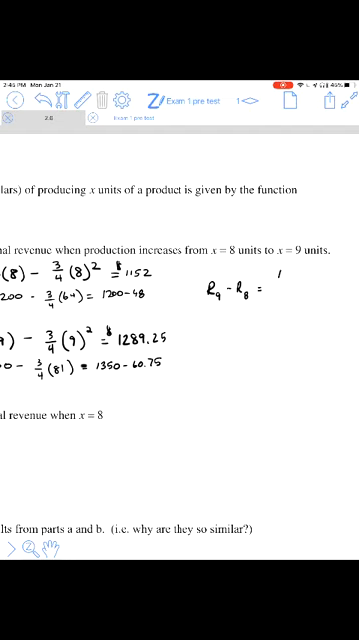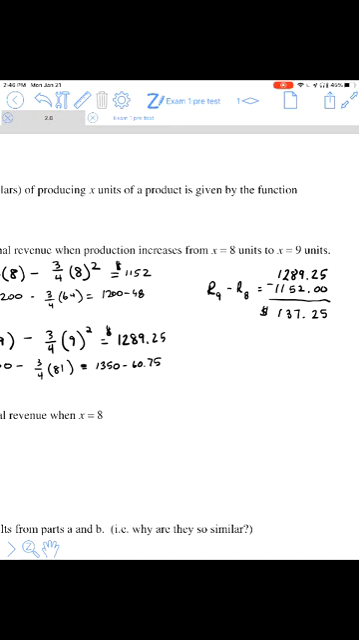So that's this value, subtract this value. We're going to get $137.25. So the revenue increased when production changed from 8 units to 9 units. The revenue increased by $137.25. So this change in revenue can be approximated by a marginal revenue.